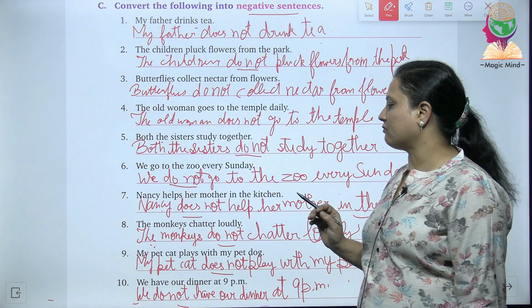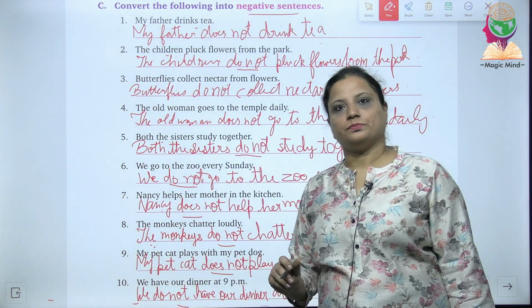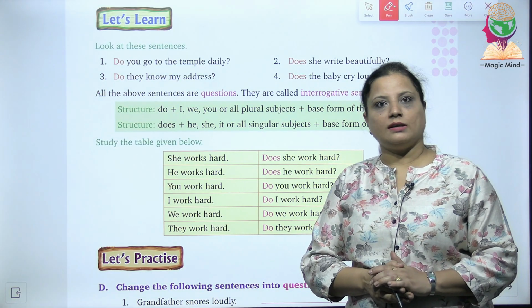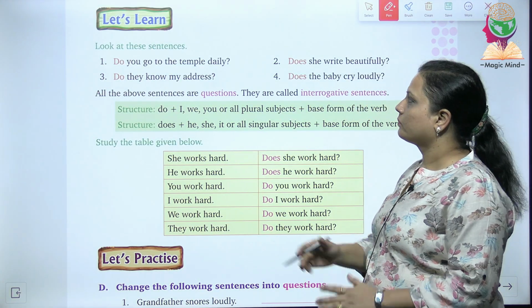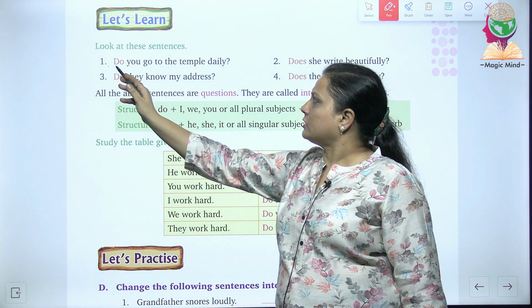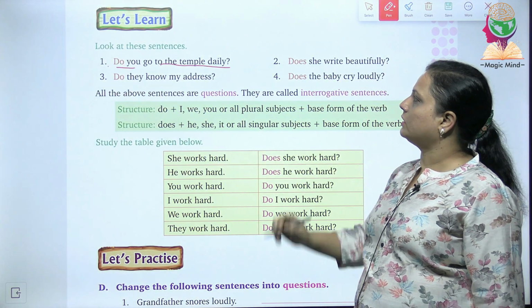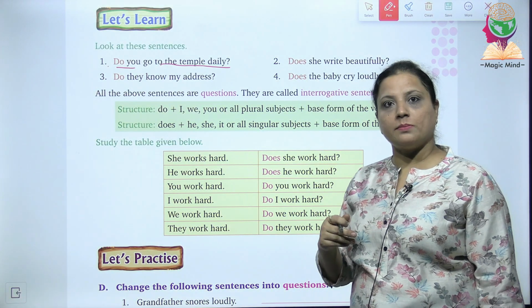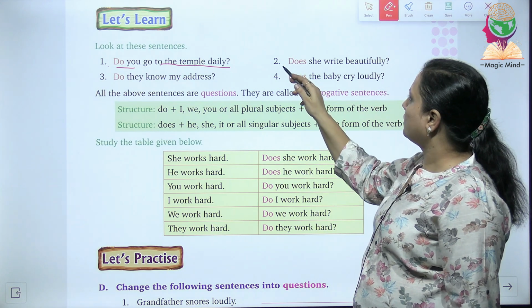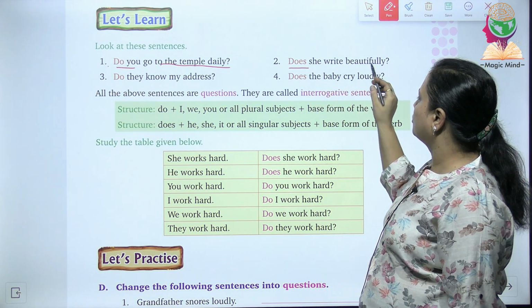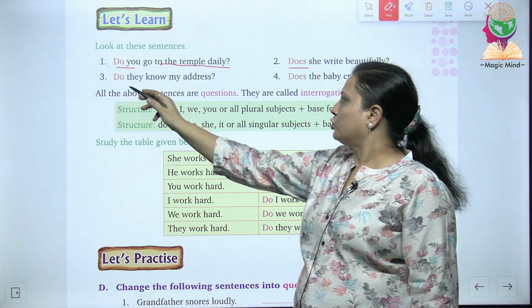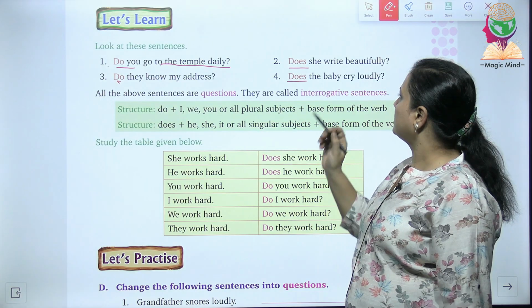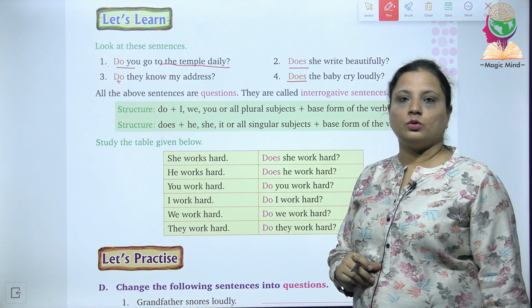So with this we have completed our C question. Then on the next page they have again given us certain sentences to read. Let's have a quick look at them. First one is, do you go to the temple daily? Now this is a question being asked. Second one, does she write beautifully? Do they know my address? And the fourth one is, does the baby cry loudly?